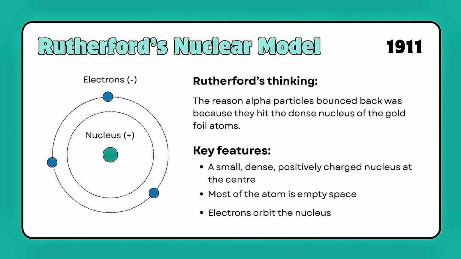According to this model, atoms have a small dense nucleus. The nucleus is positively charged. Electrons move around it and most of the atom is empty space. Suddenly, atoms looked less like pudding, and more like a mini solar system. But Rutherford's model still had problems. Scientists were confused about how electrons stayed in orbit without crashing into the nucleus.